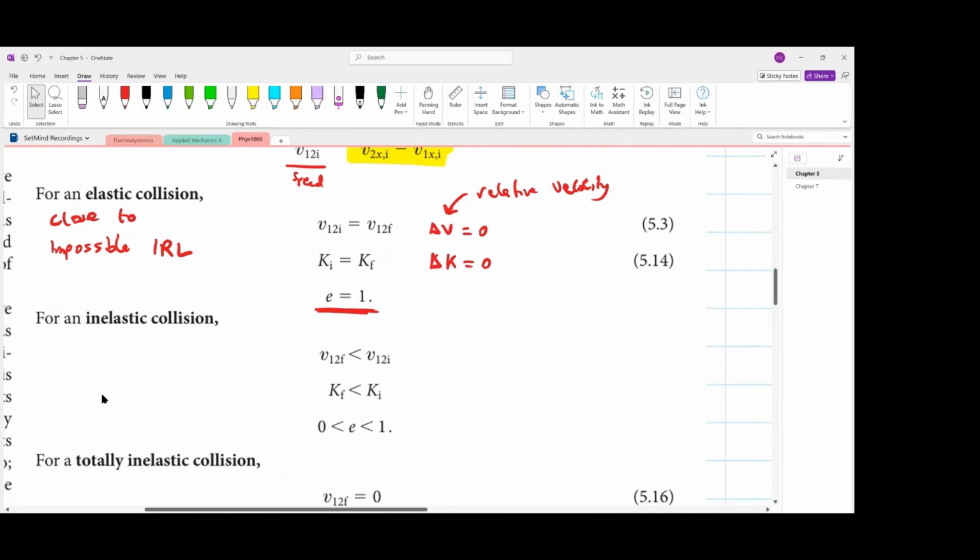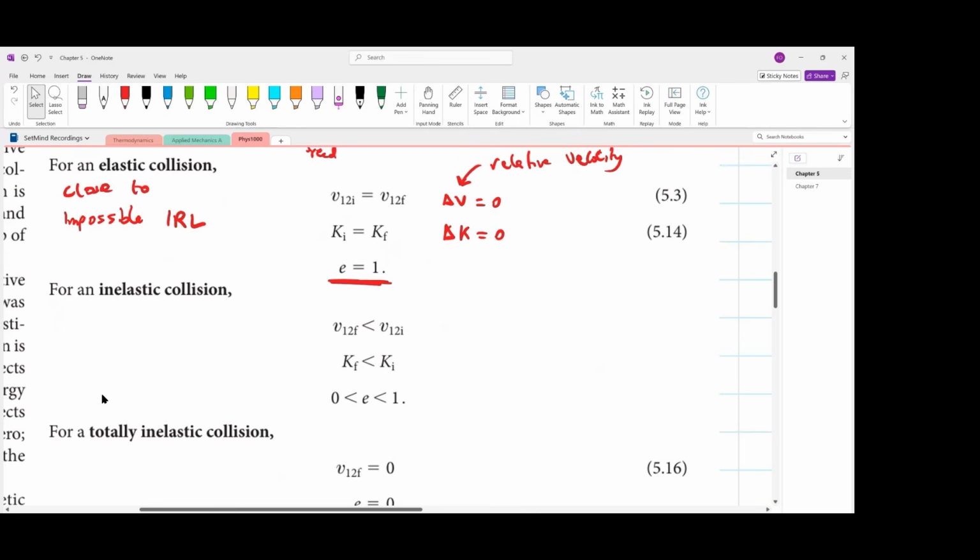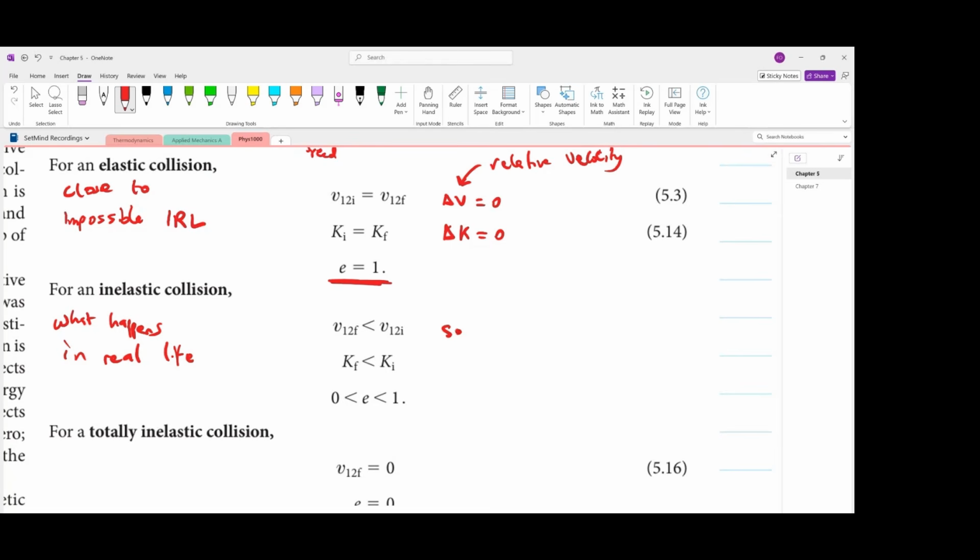Then we have an inelastic collision, and this is what happens in real life, right? In an inelastic collision, the final relative velocity is less than the initial relative velocity, and the final kinetic energy is less than the initial kinetic energy. So this means some energy dissipation has occurred, basically.